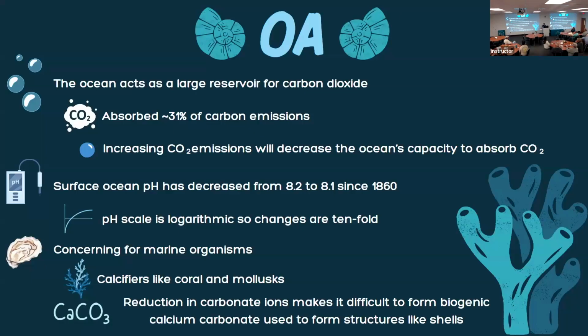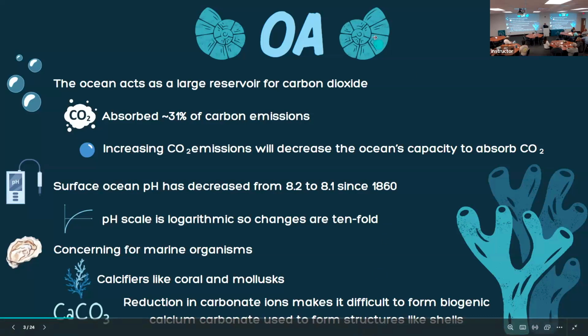So for ocean acidification, our ocean acts as a large reservoir for carbon dioxide. Right now, about 31% of anthropogenic carbon emissions have been absorbed by our oceans. Looking at increasing carbon dioxide emissions, this will decrease the ocean's future capacity to absorb carbon dioxide. So the more carbon dioxide it absorbs now, the less it will be able to absorb in the future. Right now it's a sink for the carbon to be removed from our atmosphere, which is helping in that regard, but it has to go somewhere. So it's causing detrimental effects to our ocean.